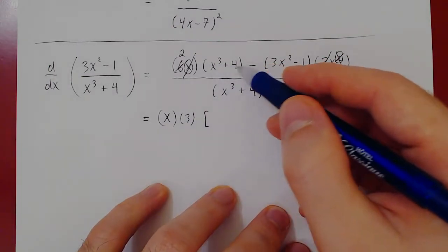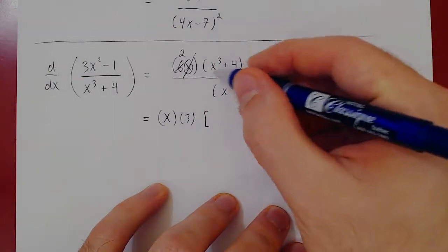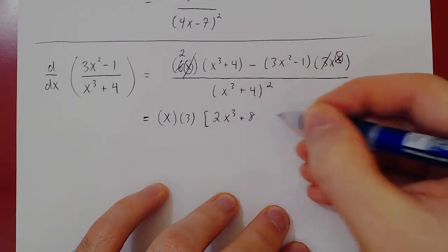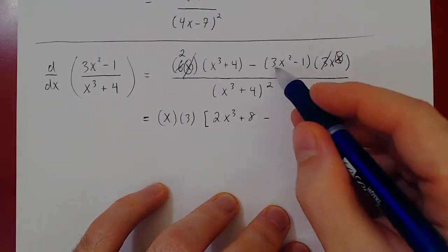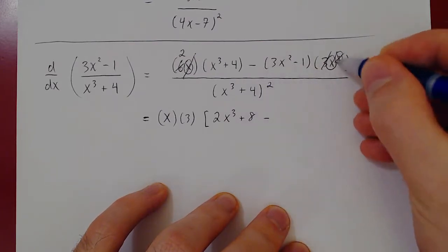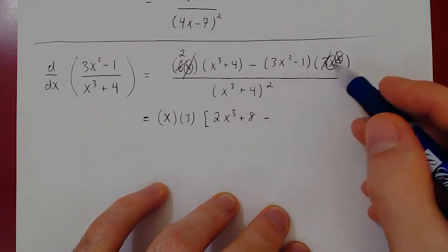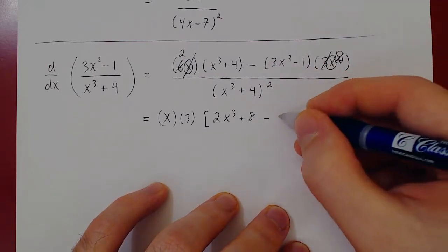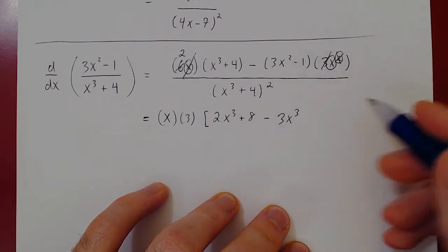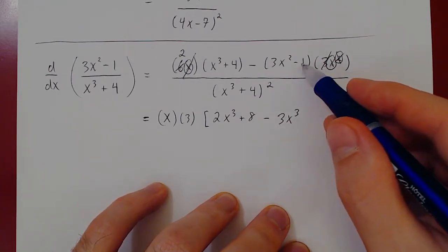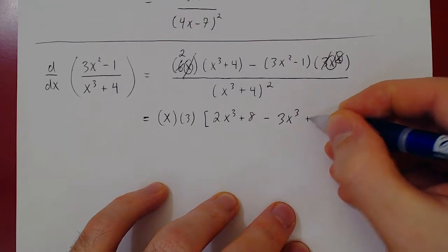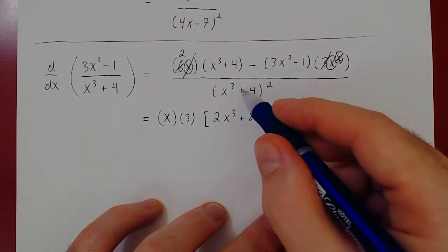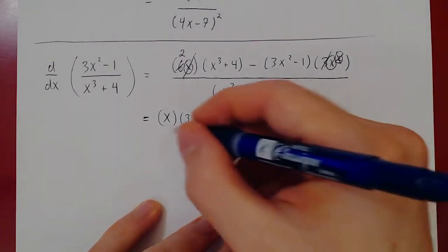Let's see what we're left with. 2 times x cubed plus 4 will give you 2x cubed plus 8 minus 3x squared minus 1 times the leftover x. Well, x times 3x squared is 3x cubed, minus that, so minus 3x cubed. X times negative 1 is negative x. Negative of that, positive x. And that's our numerator. Of course, all over x cubed plus 4 squared.